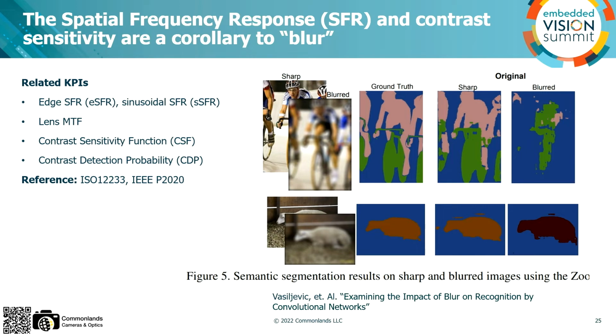On the engineering side of SFR, there are numerous ways to perform this measurement with edge SFR, slant edge targets, sinusoidal Siemens star charts, and MTF benches for the lens. And it's worth noting that a lot of these engineering-based metrics are not necessarily the same in the field because of localized sharpening that is performed by many image processing pipelines.